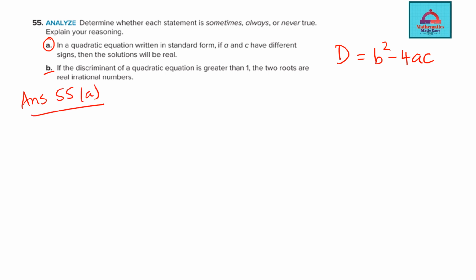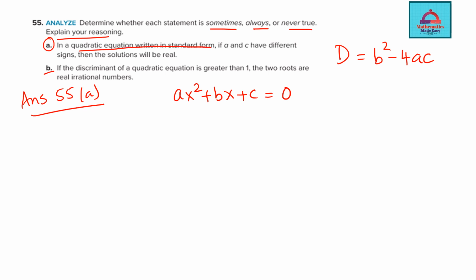So what does it say? You have to check whether each statement is sometimes, always, or never true. So only one will be your correct answer. And then you need to explain your reasoning, show the steps. So in a quadratic equation written in standard form, let's write it first: ax squared plus bx plus c equal to 0. This is your quadratic equation in standard form.